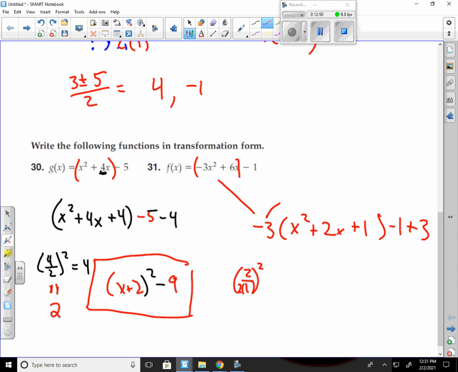Anytime I pull this 3 out in front, whenever I'm putting this part in, I have to make sure that I'm accounting for this coefficient out here. So this becomes negative 3 times x plus 1 squared plus 2.